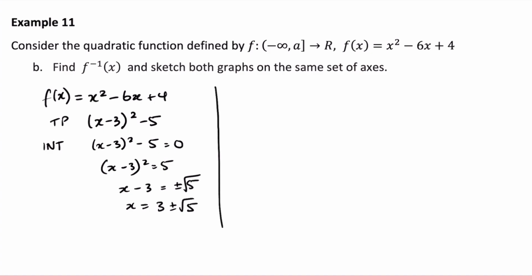Now, for the inverse function, we need to swap the x and y values. We'll do it from this point here, which is in the completed the square form. It's a lot easier.